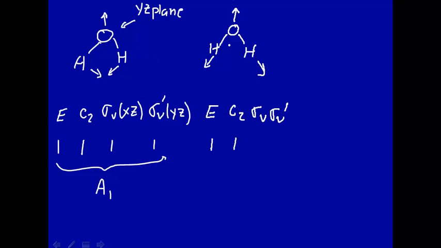Let's look at the XZ plane that's coming out towards you. If that's reflected there and that's reflected there, the directions that the arrows point don't change. So that's also a 1. And for the sigma V prime in the plane of the molecule, yes, the vectors don't change there, so that's a 1. So the irreducible representation corresponding to this normal mode is A1.